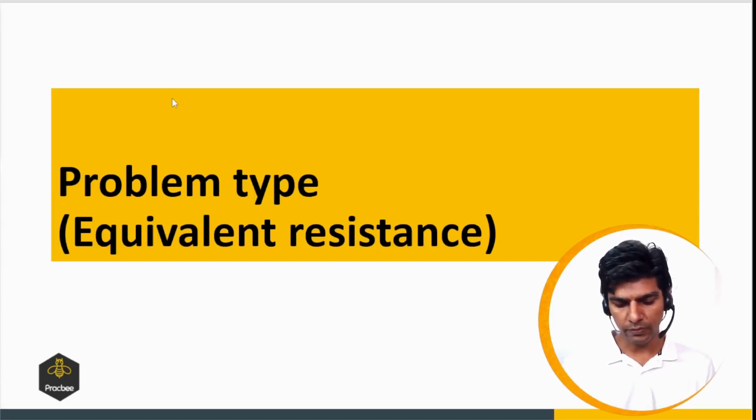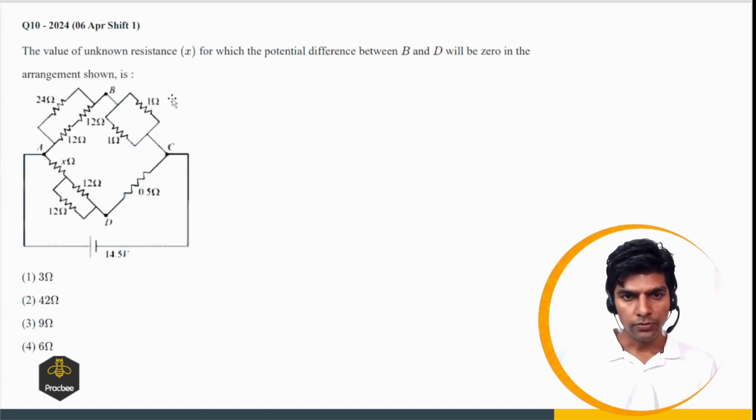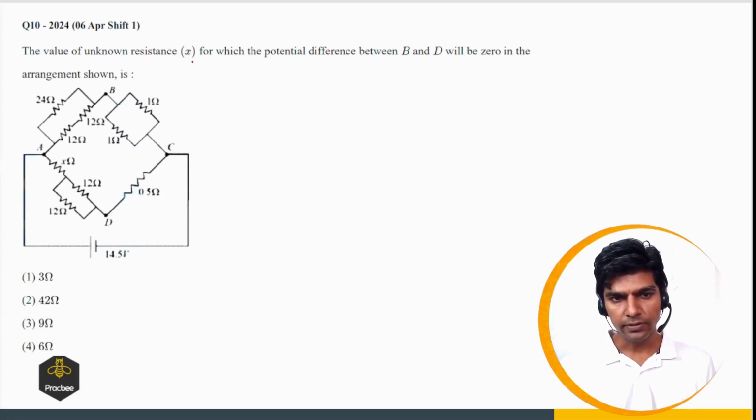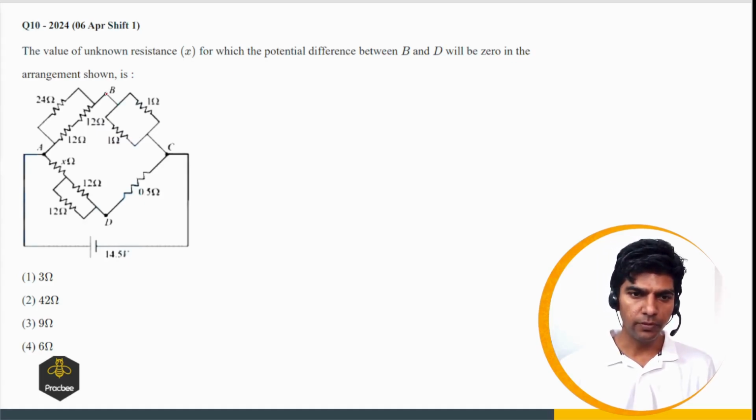So we'll be given a circuit, and we have to find the equivalent resistance between any 2 points. So let us see this question. Find the value of an unknown resistance X for which the potential difference between B and D will be 0 in the arrangement. So the potential difference between B and D being 0 means the potentials of points B and D are equal. Right, so let us see.